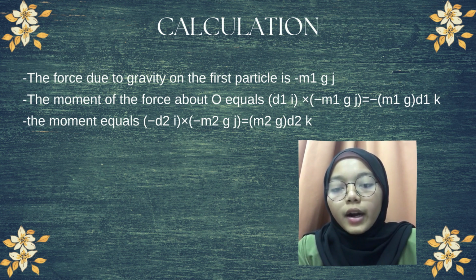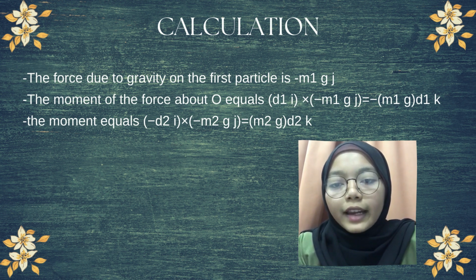Corresponding to the second particle, the moment equals (-d2 i) × (-m2g j) equals (m2g)d2 k. The principle of moments gives the same condition for equilibrium as before.